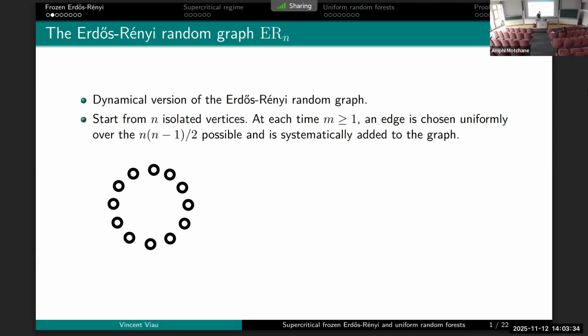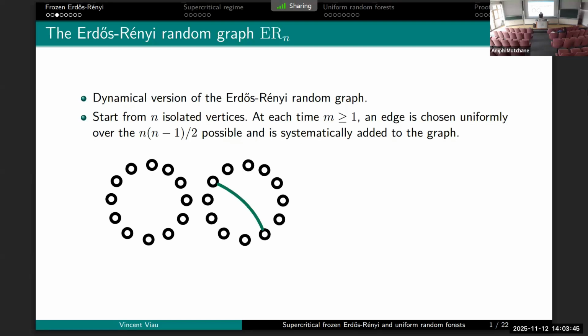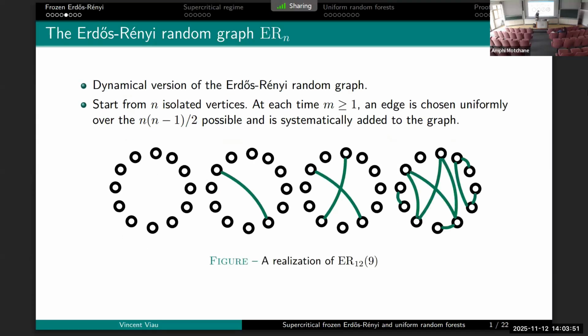So how do we do this? We just start with isolated vertices. So here, for example, we have 12 isolated vertices. And at each time, we add one edge uniformly and randomly among all possible edges. So here we add one edge, a second one, and at the end, here we have an Erdős-Rényi graph with 12 vertices and 9 edges.